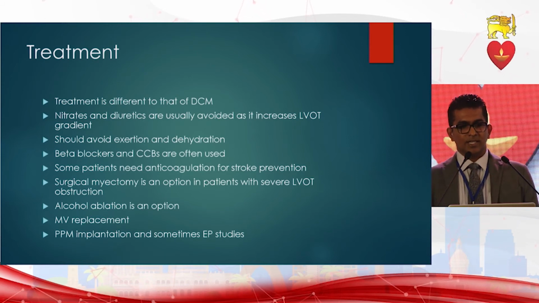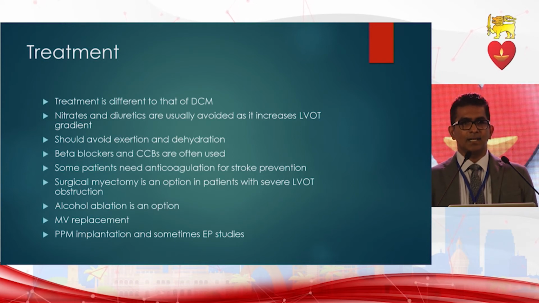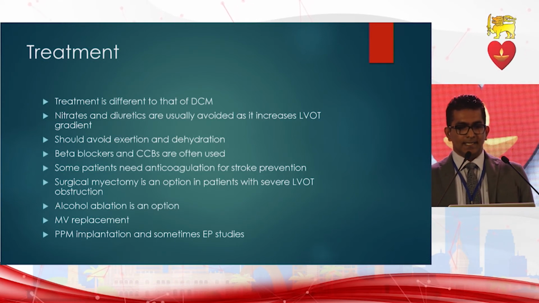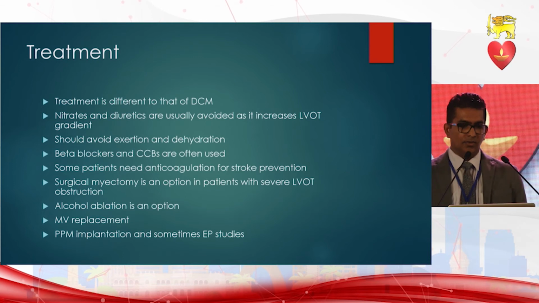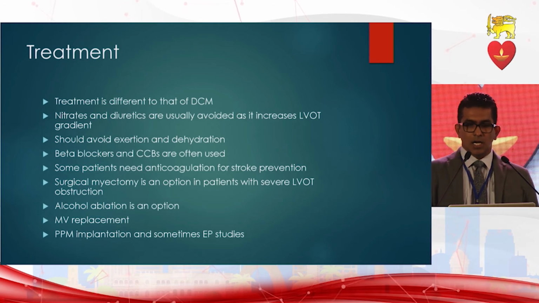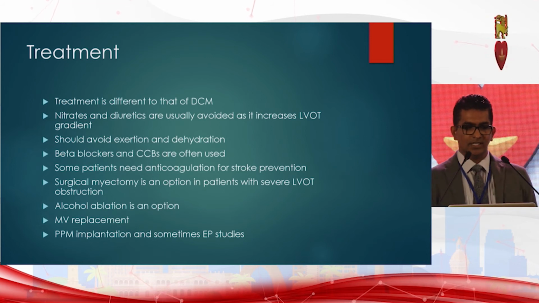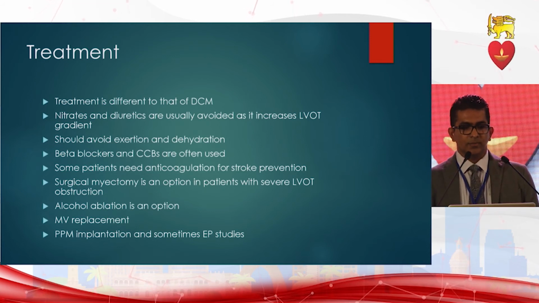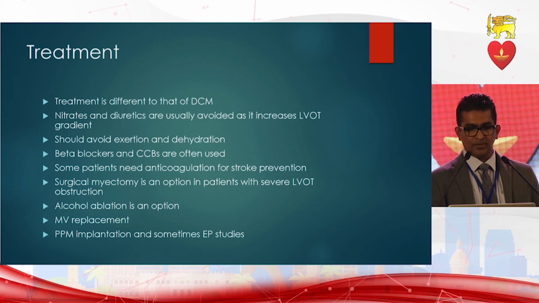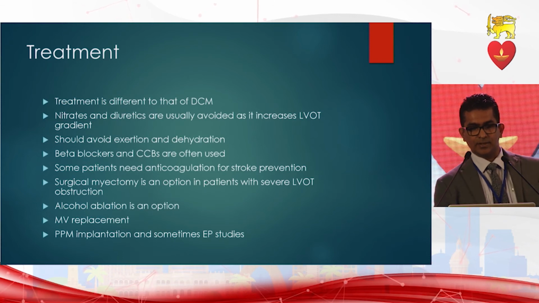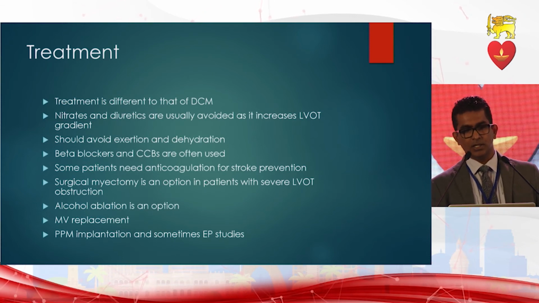Surgical myomectomy is an option, but it should be done in a high volume center because it needs quite a number of cases for the surgeon to become very adept at doing this surgery. Alcohol ablation is the same. It is an available option, but these two treatments are not selected as the first option. Some people need mitral valve replacement if the mitral regurgitation is severe. Pacemaker implantation and sometimes electrophysiological studies are needed.